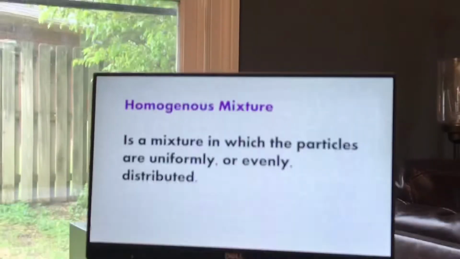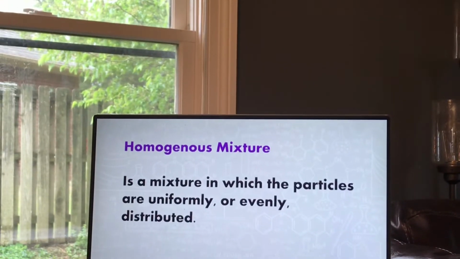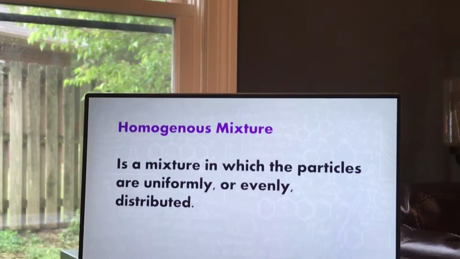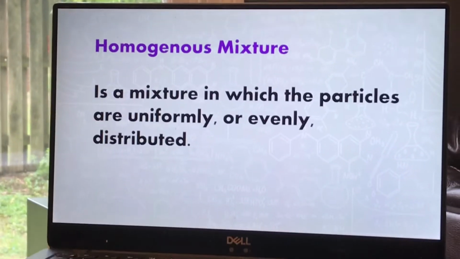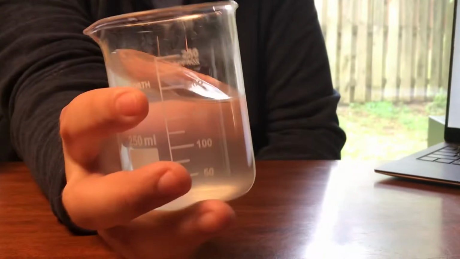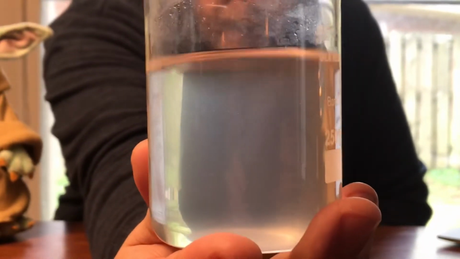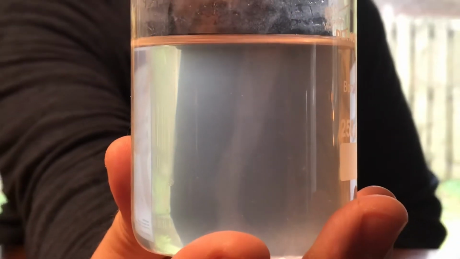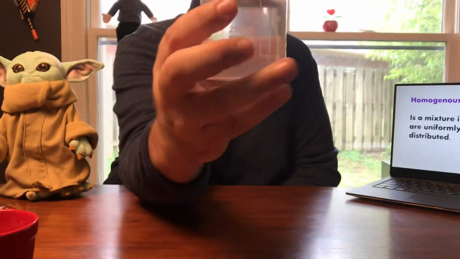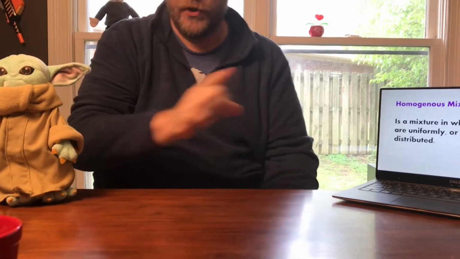All right, now that we know what heterogeneous mixtures are, now we need to know what a homogeneous mixture is. Homo meaning same. It's a mixture in which the particles are uniformly or evenly distributed. Salt water: it's evenly distributed. If you look at this under a microscope, it would be even. The amount of salt molecules and the amount of water molecules in any given sample would be the same. That's also the case for sugar water.